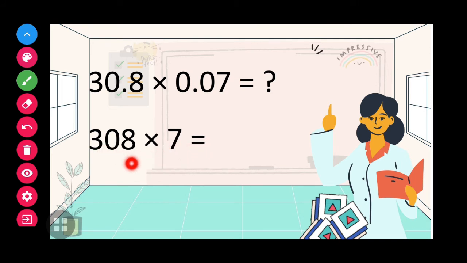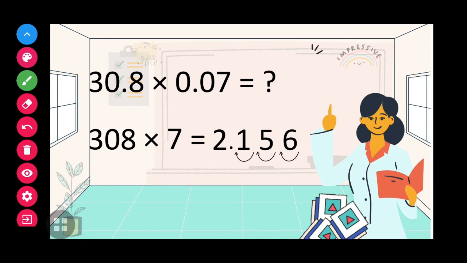Now you do the normal multiplication. 308 times 7 is 2156. Now it's time for you to calculate the decimal places. We have 1, 2 and 3 decimal places. So now you have to make this number also with 3 decimal places. We are shifting 1, now 2 and 3. Now we shifted the decimal point of this number by 3 places forward, and it will become 2.156.